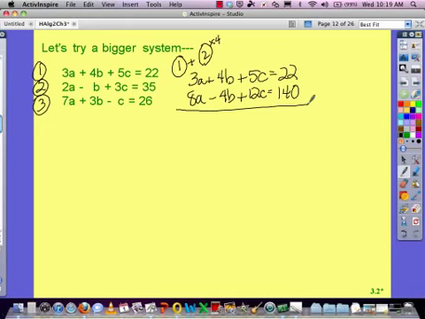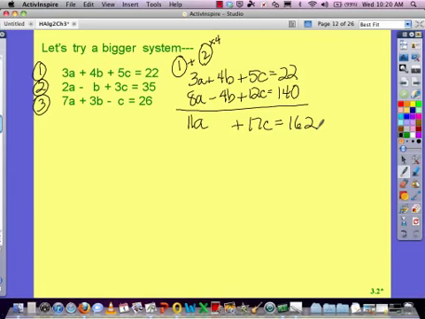So 3a and 8a is 11a. The b's are gone. 5c and 12c is 17c. And 22 and 140 is 162. I have a new equation that only has a and c in it, and I should be able to use it shortly. But now pick two equations, not equations 1 and 2, pick a different combination, and try to get rid of the b in those also.